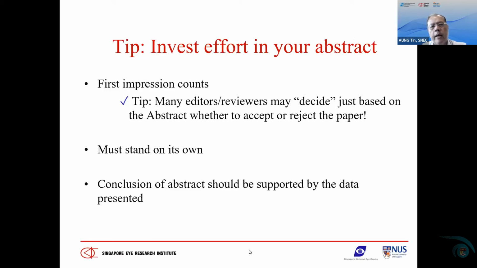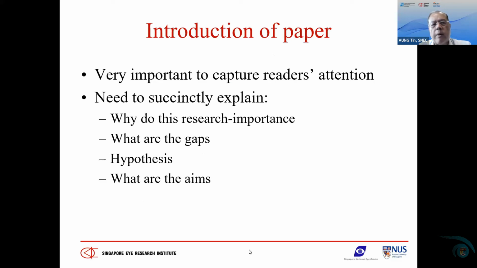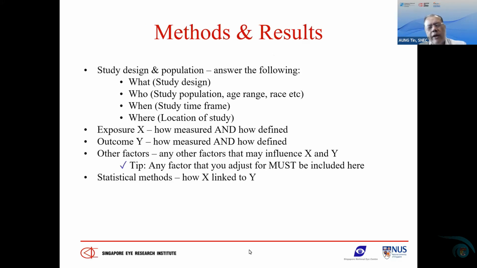Now the abstract is probably the next most important part of the paper, because the abstract is a summary of your study findings, and many people just read your abstract. So your abstract must capture the whole essence of the paper, and the whole conclusions must be strongly supported by the data in the abstract. So spend a lot of time on the abstract. Remember I told you about the introduction. After the introduction, you go to the methods and results.